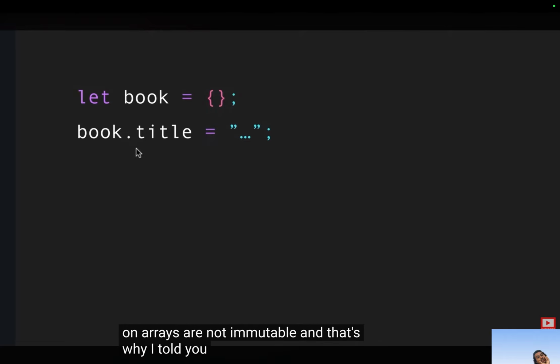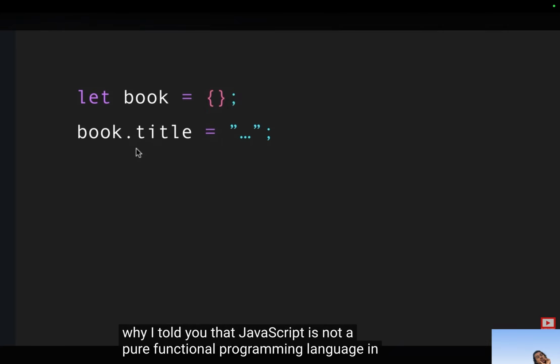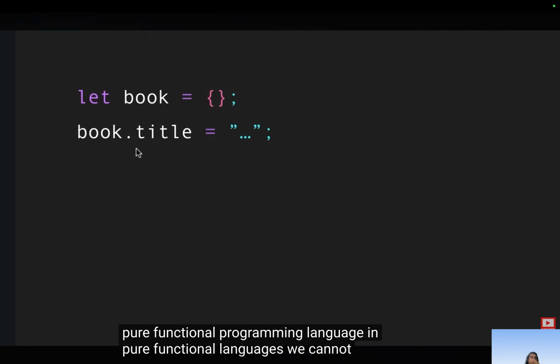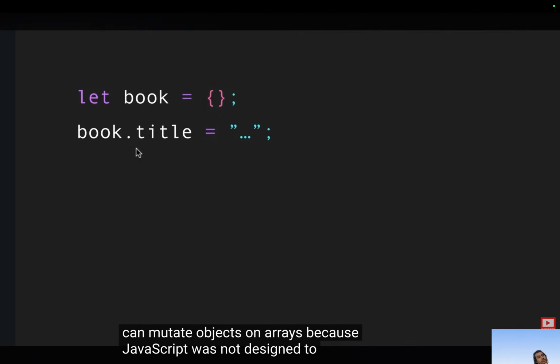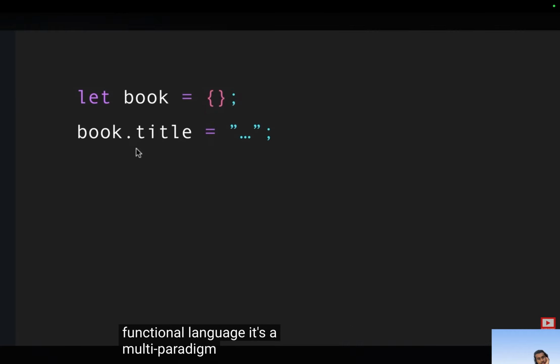And that's why I told you that JavaScript is not a pure functional programming language. In pure functional languages, we cannot mutate data, period. But in JavaScript, we can mutate objects and arrays because JavaScript was not designed to be a functional language. It's a multi-paradigm language, but we can still apply functional programming principles when writing JavaScript code.